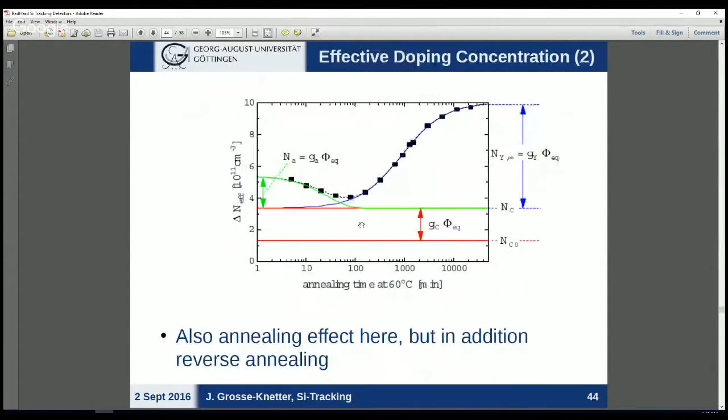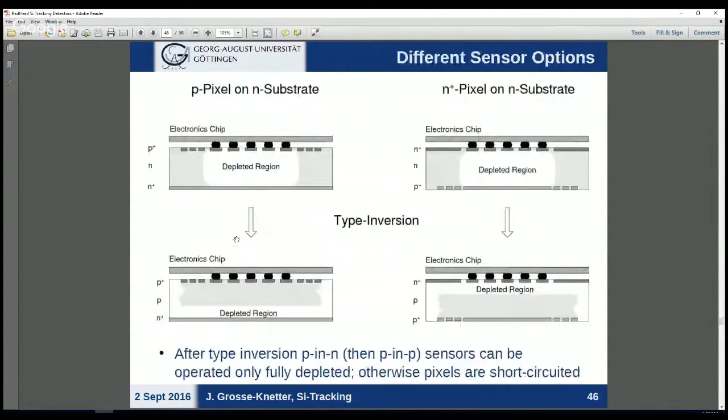Now, I already mentioned we have annealing effects. That also works for the effective doping concentration. However, this is beneficial only for a while. It can be what we call reverse annealing. When you wait for too long, it turns into the opposite and gets even worse from what you started from. So that's something we have to keep in mind when getting rid of part of our leakage current. We shouldn't overdo it, because then in turn the effective doping concentration will increase and we have to apply more voltages. So there's some sort of compromise in between. So let me skip this part maybe.